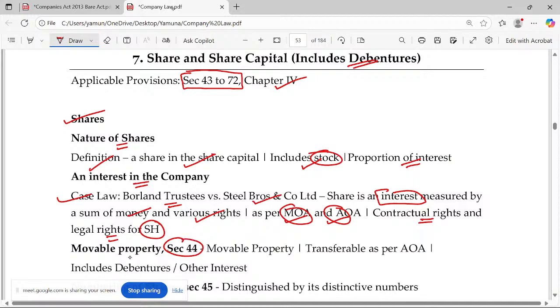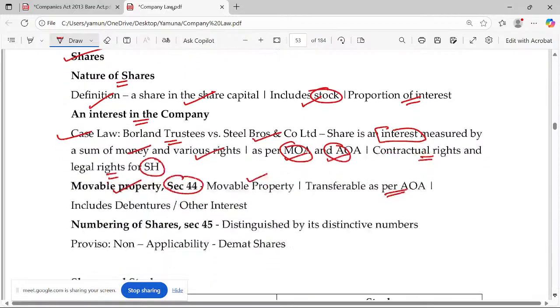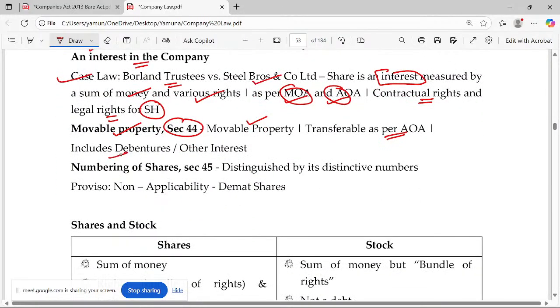Section 44 says it's nothing but movable property. It's not talking about shares only; it's talking about movable property, saying that it's movable and transferable as per the AOA. It's not only talking about shares, it's talking about debentures also. Please make a note and highlight: it's talking about debentures also, and other interests.